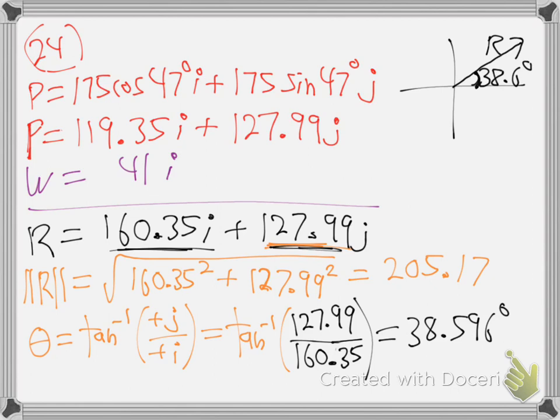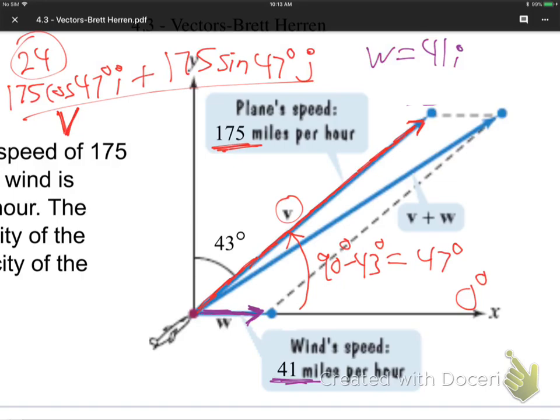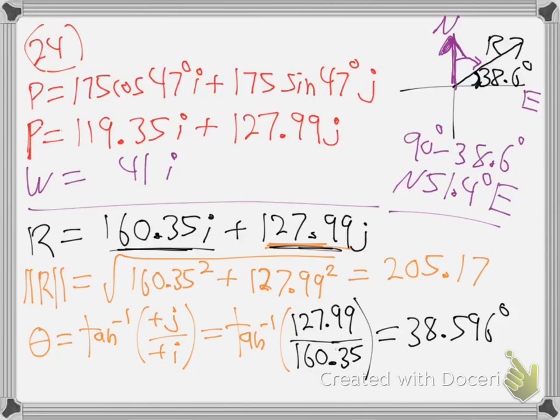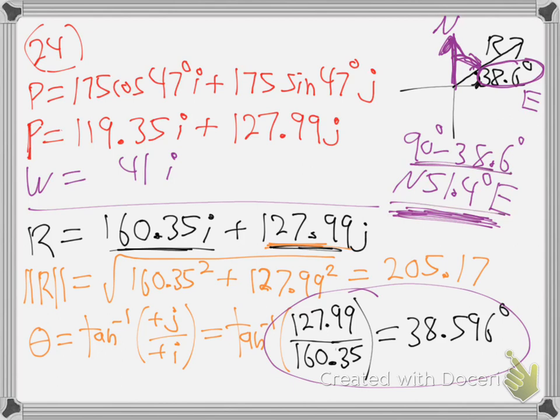And here's what they want me to say. They want me to give that as a heading. How do you give that as a heading? Now, when you give a heading, let's look back to the answers. Oops, I never did it. So is that good? Questions on that? So we got north 51.4 degrees east on that last one because when I did inverse tangent, I got 38.596, and that was from the x-axis. When you give a bearing, you give it from north. So I had to go 90 minus it and got that answer.